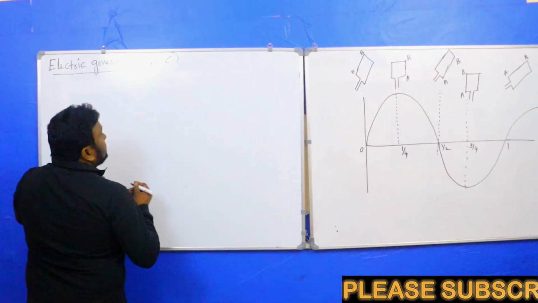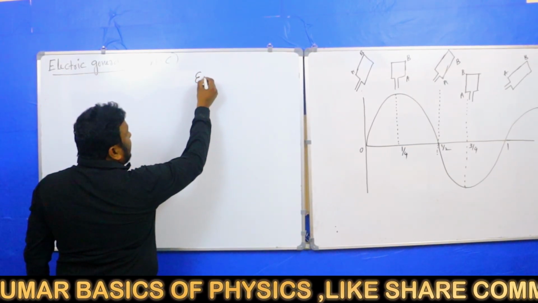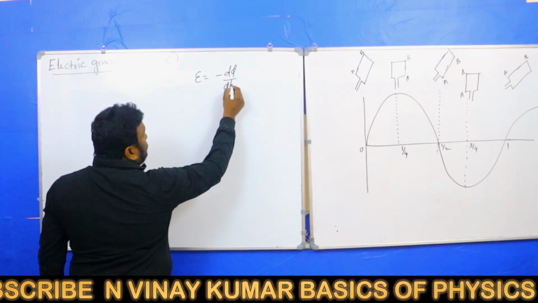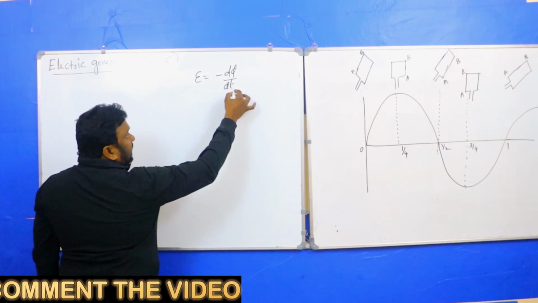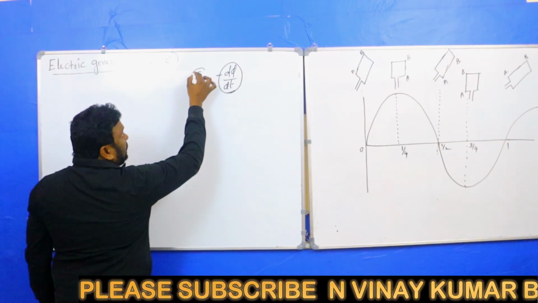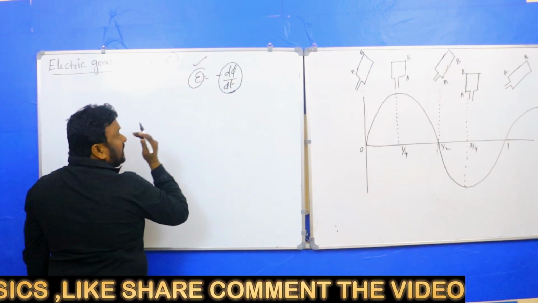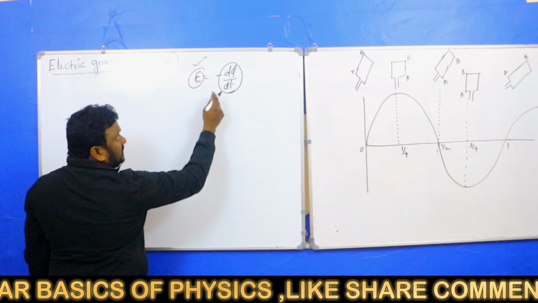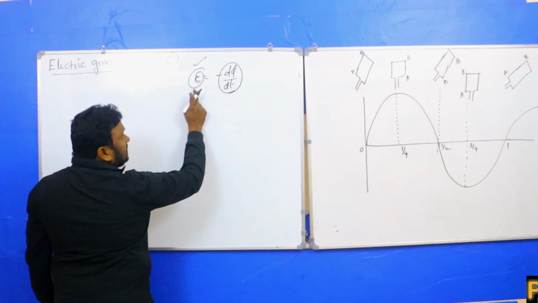Let's go for that. Children, as per Faraday's law of induction, we can write epsilon equals minus d phi by dt. The rate of change of magnetic flux will produce the electromagnetic induction. That means, simply, it can produce the EMF. The rate of change of flux will produce the EMF.